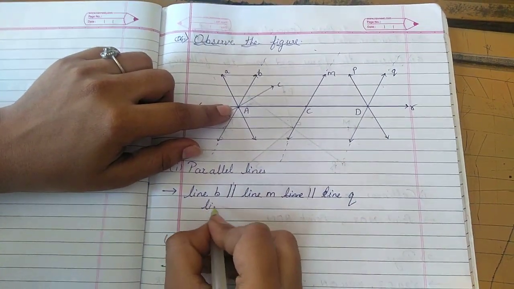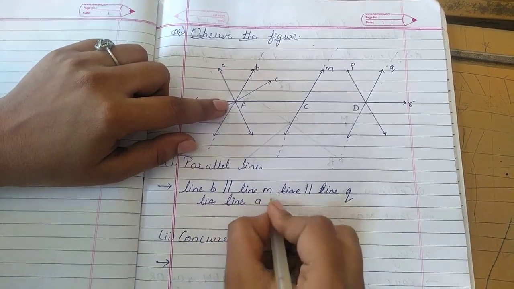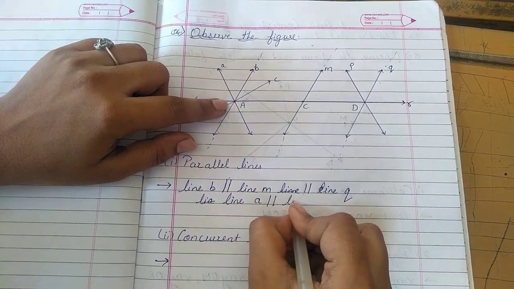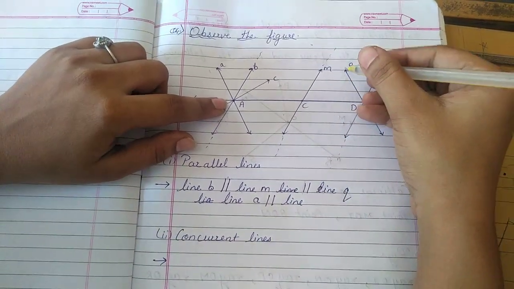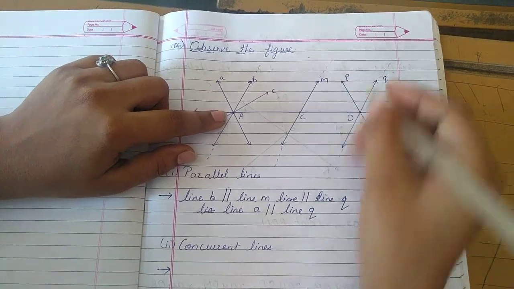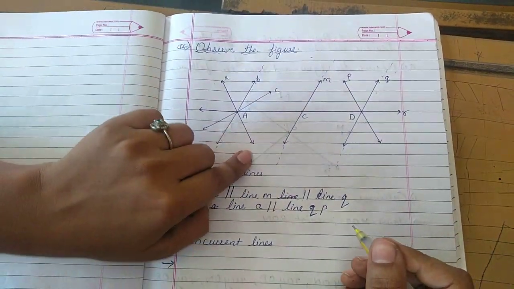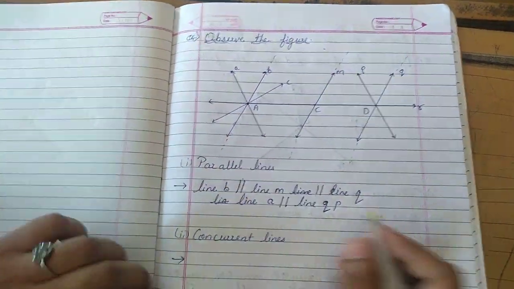Now next you have to see this A is parallel to P. You will write line A is parallel to line Q. This is P, sorry. Line A parallel to line P.